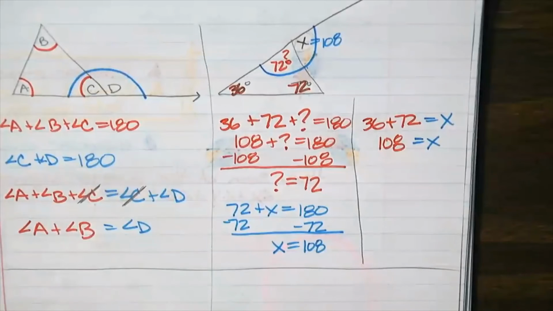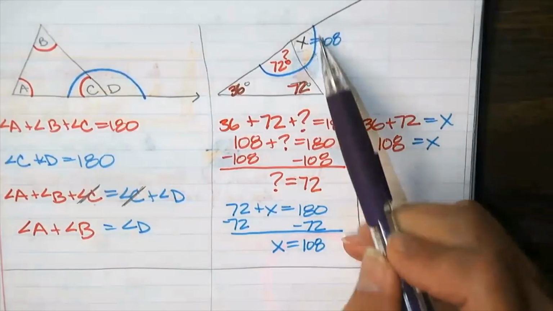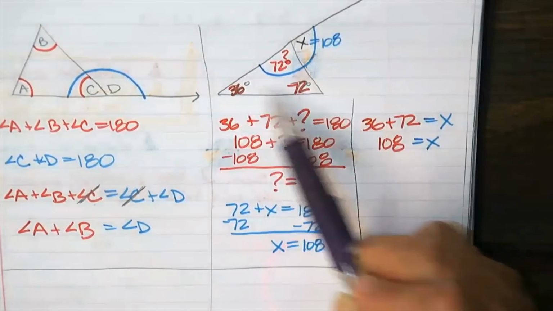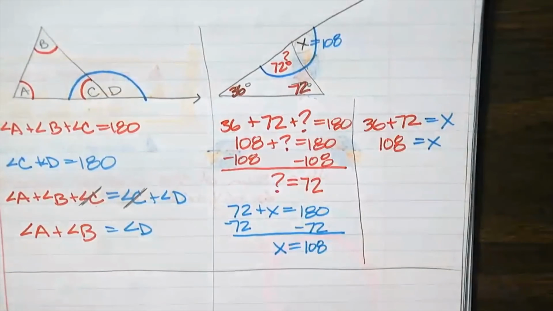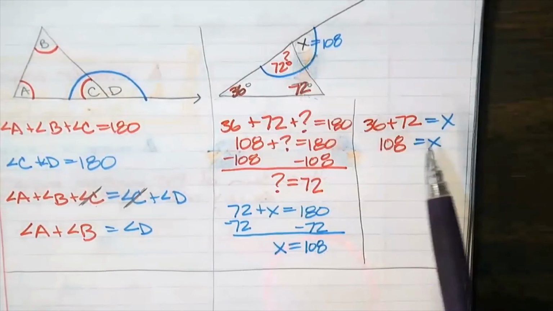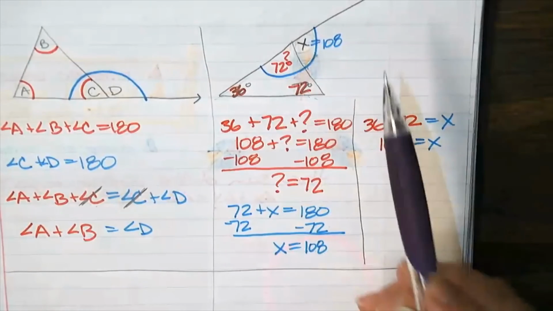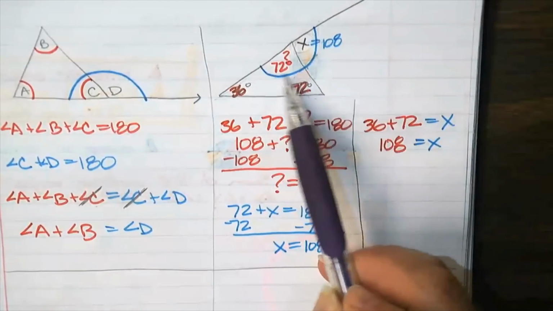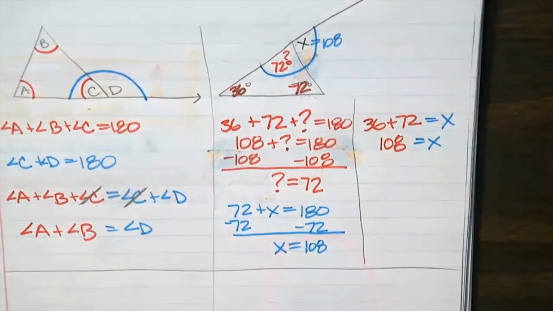If you don't remember that this angle is equal to the sum of these two, that's okay. You still have the tools that you need to figure it out. We know that the sum of the triangle is 180 and the sum of a straight line is 180. So we can figure it out. Let's do another one.